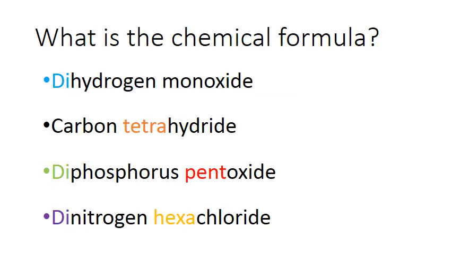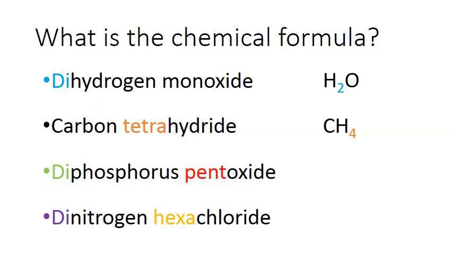So what is the chemical formula for dihydrogen monoxide? Well, the di means there's 2 hydrogen and then there's 1 oxygen. So that's going to be H2O, better known as water. Then we have carbon tetrahydride. So we know there's going to be 1 carbon. Tetra means 4, so there's going to be 4 hydrogen. So we get CH4, also known as methane.